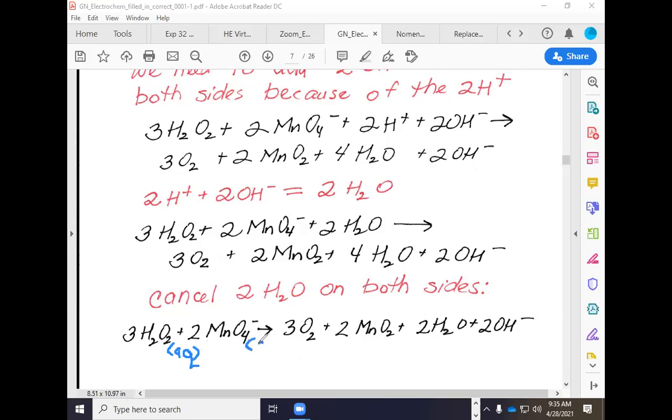And we have spectator ions that we don't care about. So typically when we're doing these electrochem redox reactions, we just ignore the spectator ions.